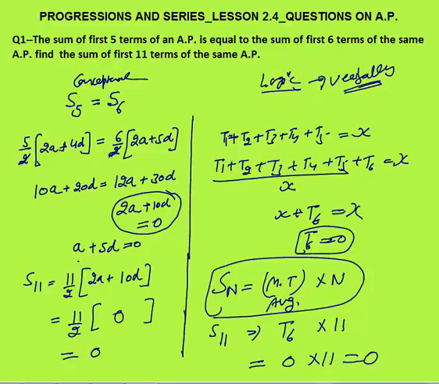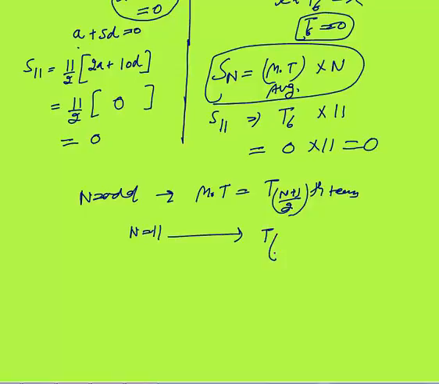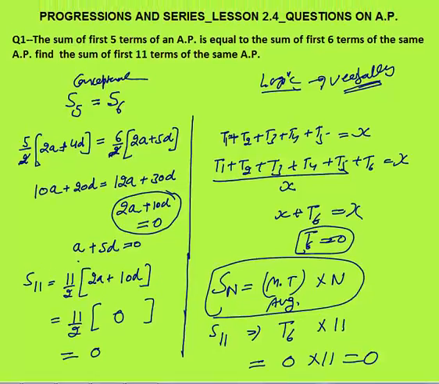We know that when n is odd, the middle term is the (n plus 1) by 2th term. Here our n is 11, so the term will be the (11 plus 1) by 2, that is 12 by 2, the 6th term, which is the middle term. So in this way you can solve this question in around 20-30 seconds in the exam. You can solve it verbally; you don't need to write anything to solve this question.